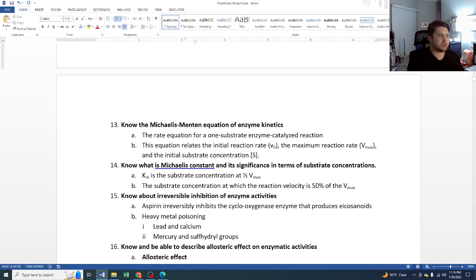The Michaelis-Menten equation of enzymatic kinetics. So the rate equation for a one substrate enzyme catalyzed reaction. This equation relates the initial reaction rate, or V naught, the maximum reaction rate, or Vmax, and the initial substrate concentration. The Michaelis constant and its significance, that's the Km. Km is the substrate concentration at half of the Vmax, the substrate concentration at which the reaction velocity is 50% of the Vmax. So the reaction is occurring at 50% of its maximum capacity at that point in time.